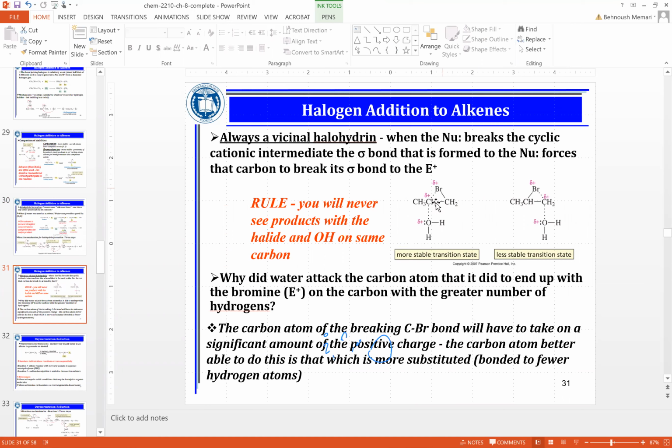And the OH and the halide are not going to be on the same carbon. So that's just less stable. The explanation also is demonstrated here. If this one helps you more, you can look at this explanation here. The plus charge is more stable on the more substituted carbon compared to the least substituted carbon.